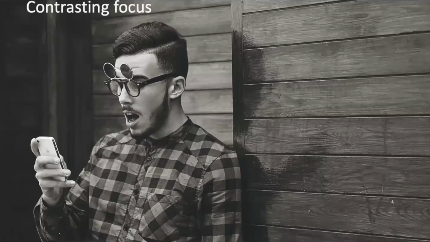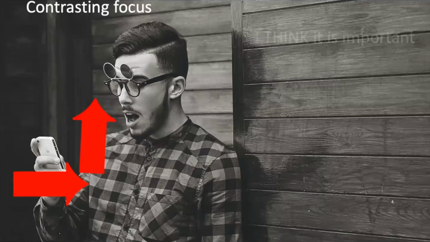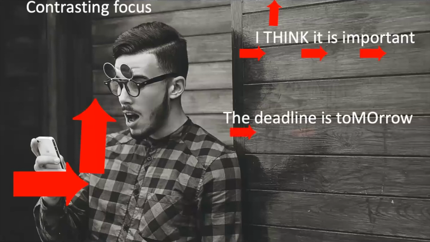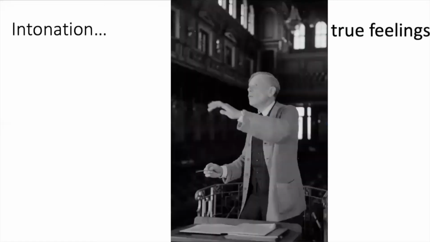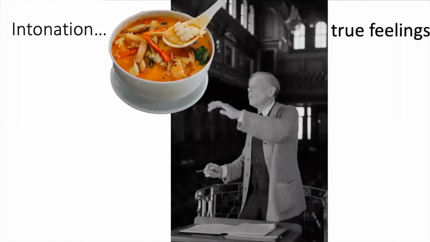All right. But you need to contrast these aspects too. All right. I think it's important. The deadline is tomorrow. You are joking. Intonation is an opportunity to show your true feelings. So, okay, for example, this is not bad.